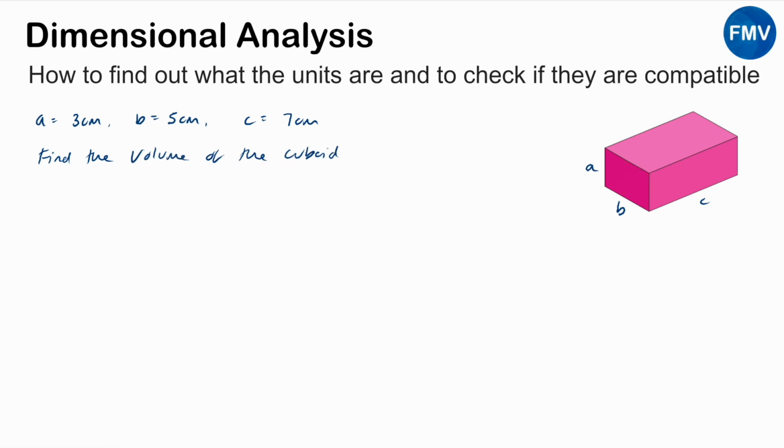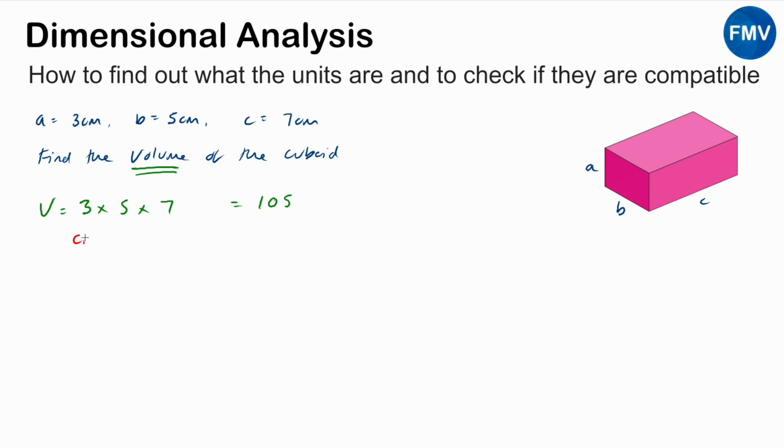Again, let's move this forward. Now we're looking at the volume of this cuboid. So the volume is, in this case, A multiplied by B multiplied by C. So you find the area of the front face and you multiply it by the length. So we have got A multiplied by B, well that's 3 multiplied by 5, multiplied by C, which is 7. So 3 times 5 is 15, and 15 times 7 is 105. But again, 105 what? Let's look at the units.